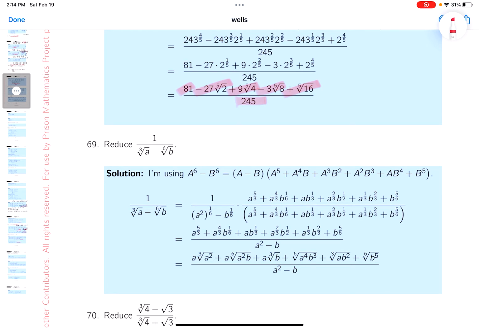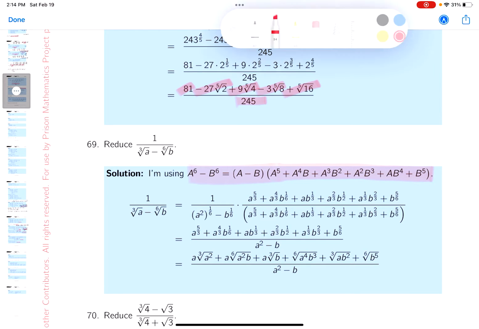Okay, this one I'm going to walk you through. I'm not going to do so much writing, but it's important you recognize this over here. And the reason being is we're really trying to raise those terms to the sixth power to get rid of the radicals. So what I'm going to do is identify what the A is in the problem and what the B is in the problem.